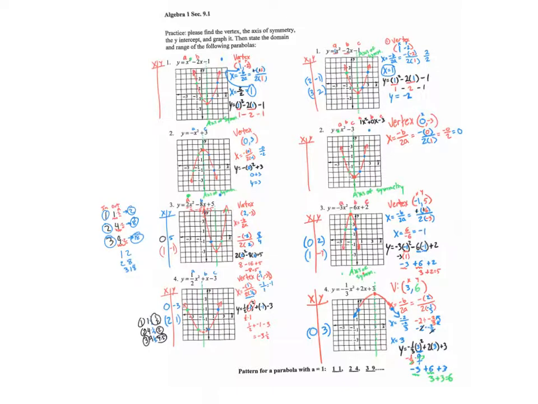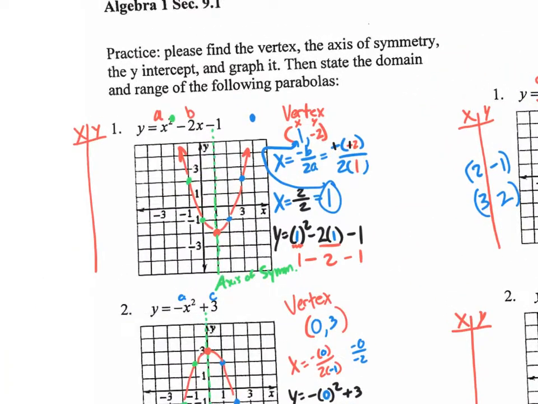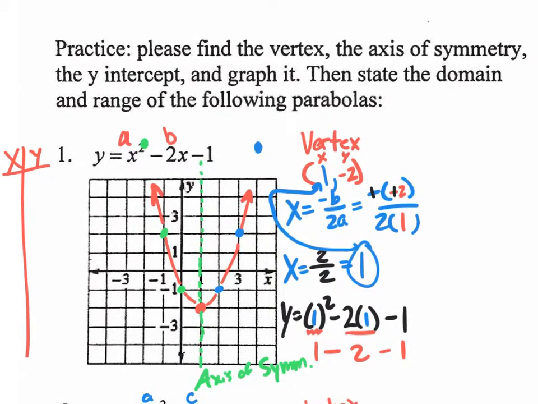Now, there's more than just graphing. If you read the instructions, it says, please find the vertex. Okay, we definitely did that. Let me actually find the vertex. We definitely did that. The axis of symmetry, we did that. As a matter of fact, we always draw in green on this video. And also find the Y-intercept.